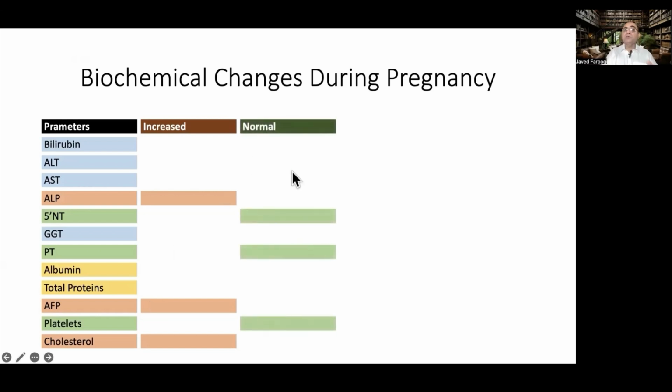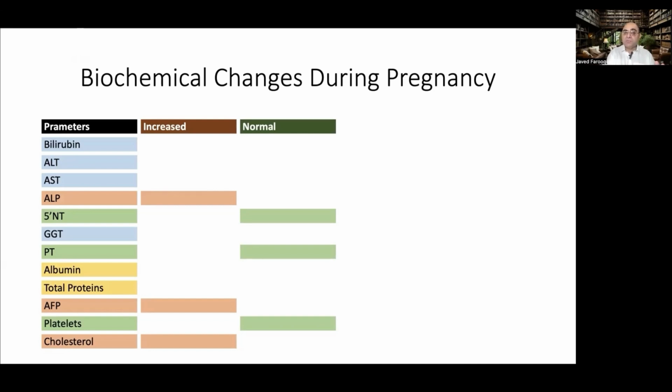Those parameters which remain normal, where there is no change, include 5-NT, prothrombin time, and platelets. So these parameters remain normal during pregnancy.